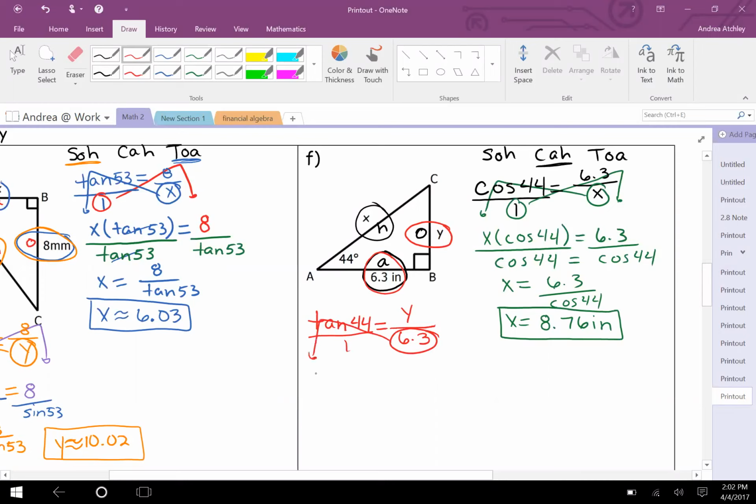6.3 times the tangent of 44 is 6.3 times the tangent of 44. Then you have 1 times y, which is just y. Since y is already by itself, you don't need to do anything else. You don't need to divide by anything. It's just y equals already. So you're just going to plug it into your calculator. And do 6.3 times, find your tangent button, enter 44, and I get y equals 6.08.